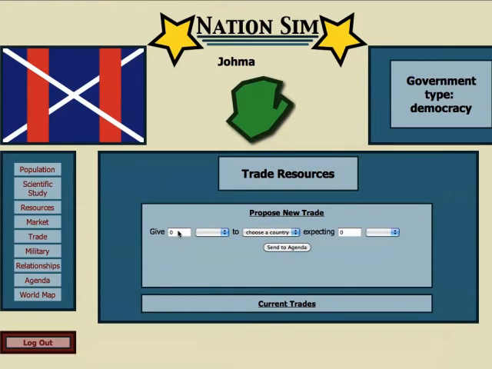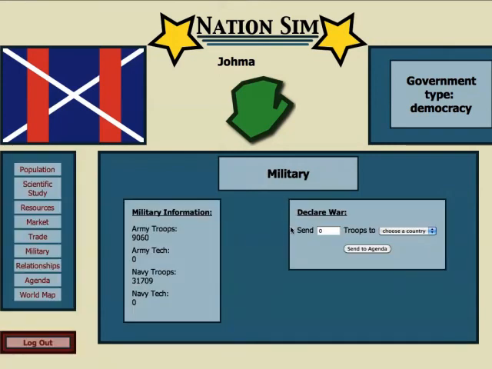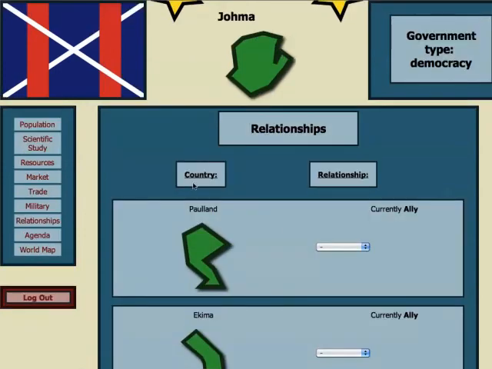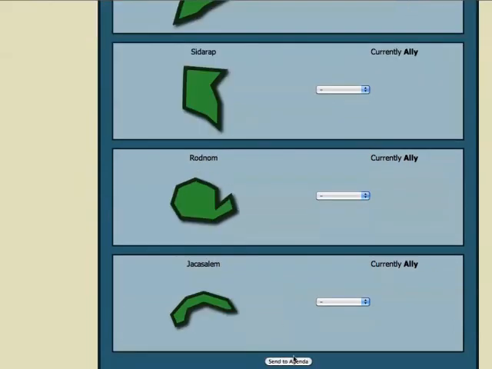I can actually make a trade by giving a certain amount of a certain resource to a country. I can also use my military and send a certain amount of troops to a country. I can manage my relationships by changing them to either an ally, a trading partner, or at war. And to do that, I will send it to the agenda just to show you an example.